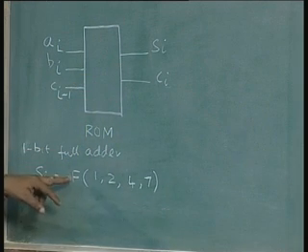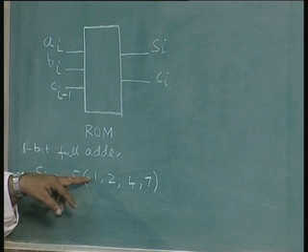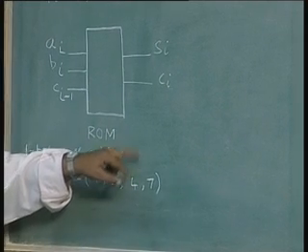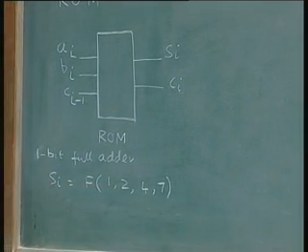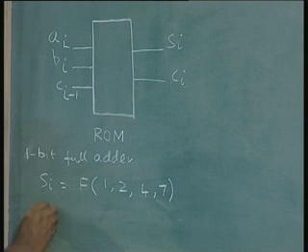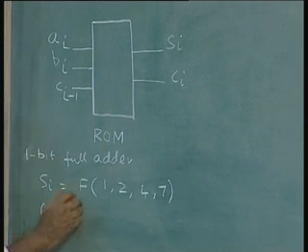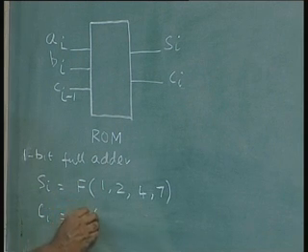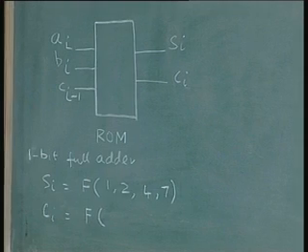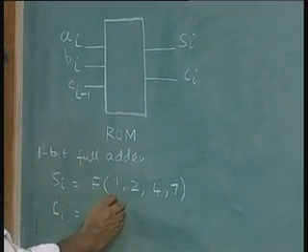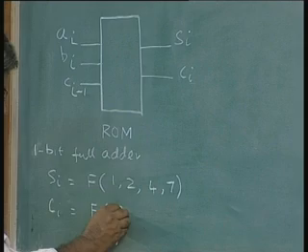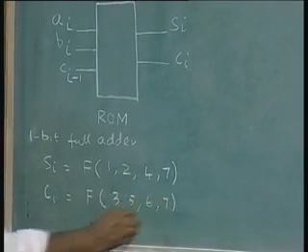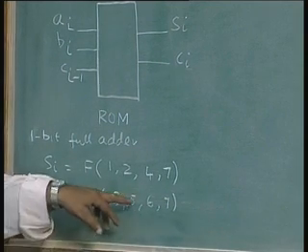For other minterms 0, 3, 5 and 6, sum is 0. Similarly, with the carry output, we know that. So, we will call this f. So, this function f is 1 for input combinations 3, 5, 6 and 7, namely minterms 3, 5, 6, 7.